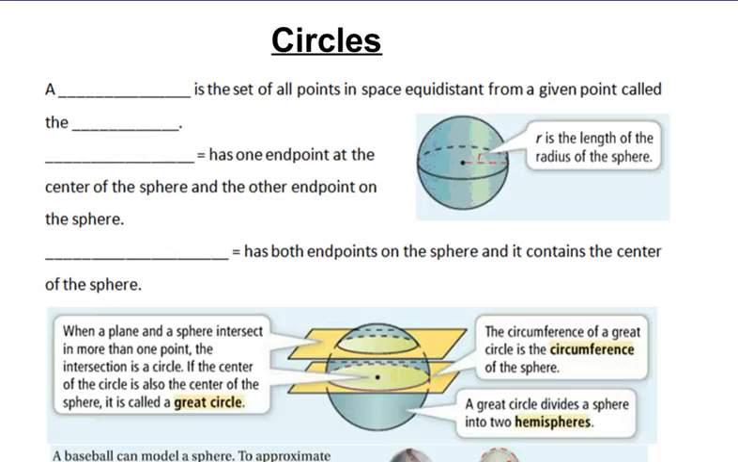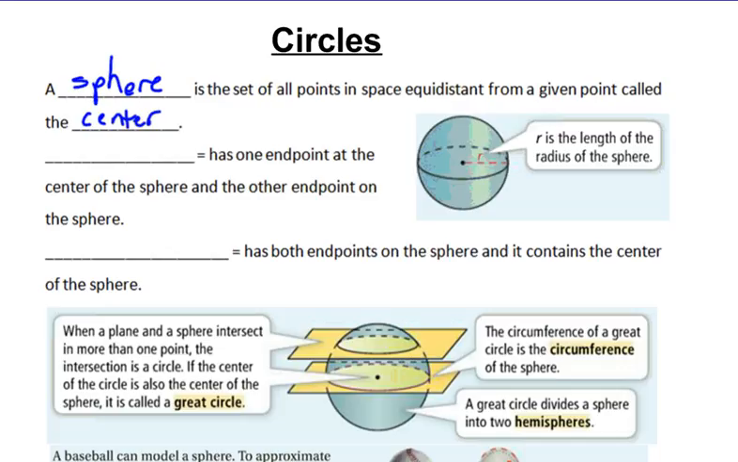All right. So a sphere is a set of all points in space equidistant from a given point. And I do not mean a circle. Wow, I meant a 3D circle, which is a sphere. They're all equidistant from the center, like the center of a circle. There's a center of a sphere.